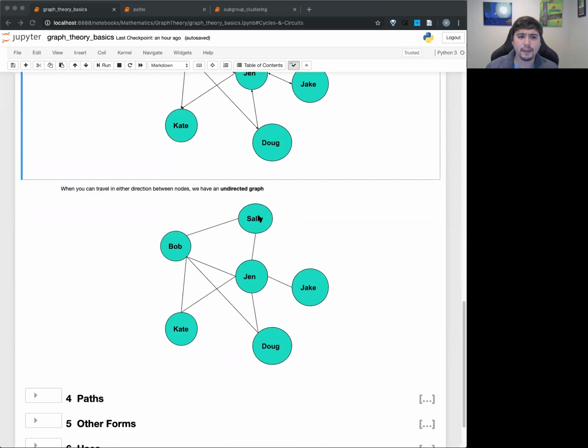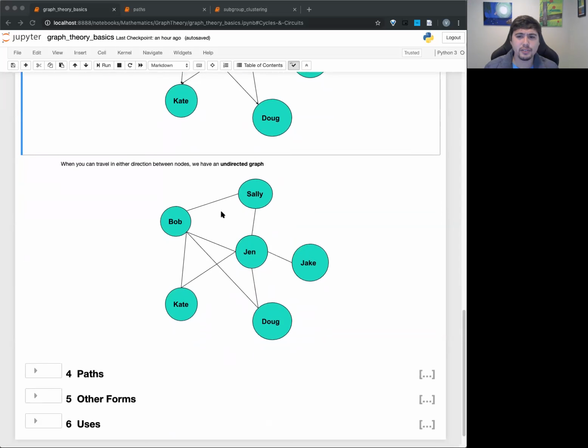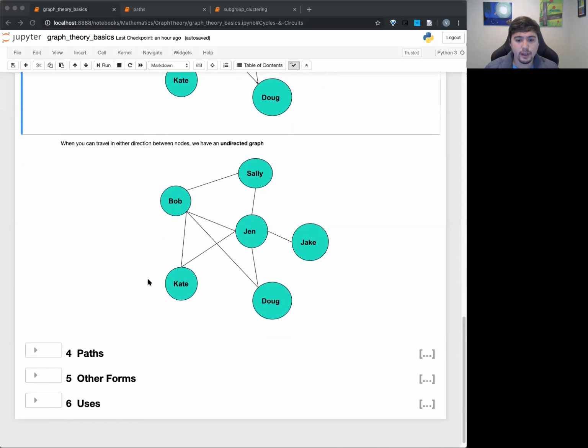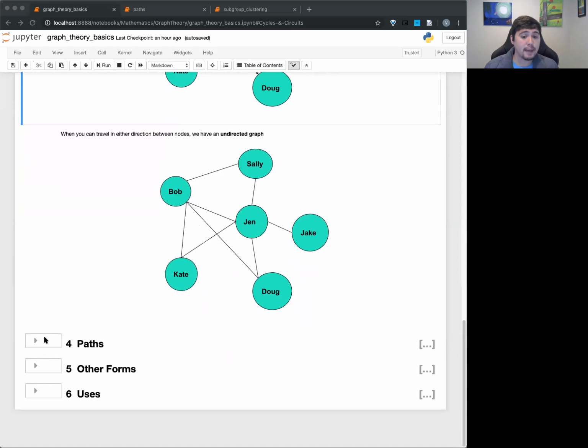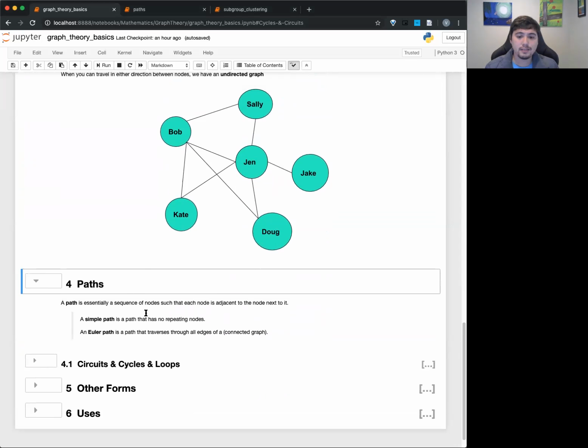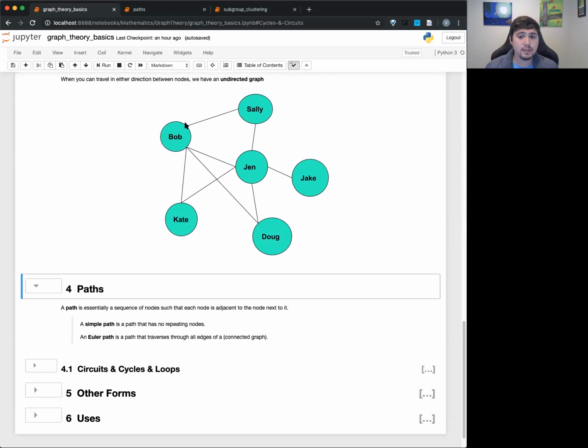Pretty understandable, right? For the most part, we're pretty visual, so we'll understand where everything's going. So the next part is something called a path. A path is relatively simple to understand. It's essentially just a sequence of nodes that we can travel through.